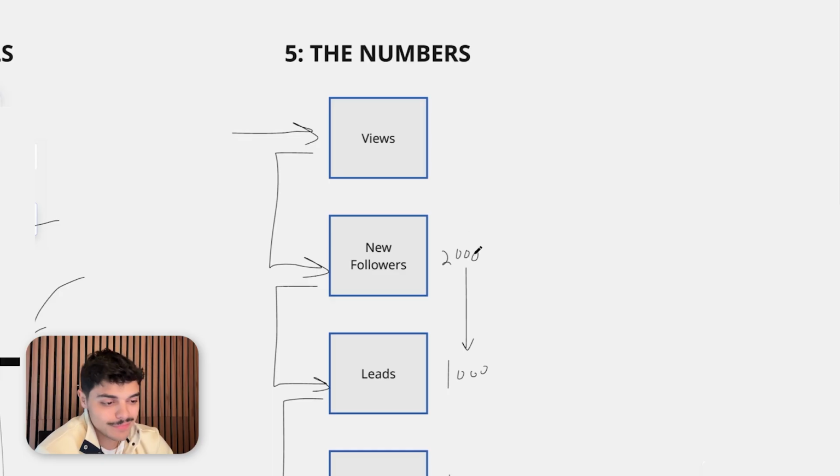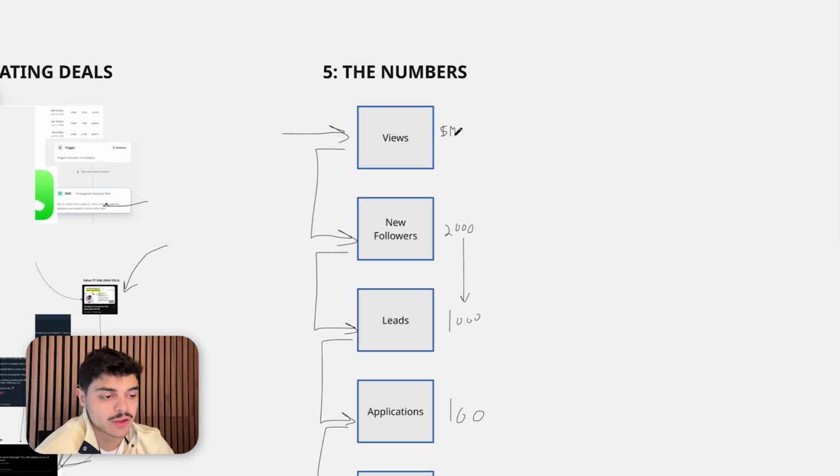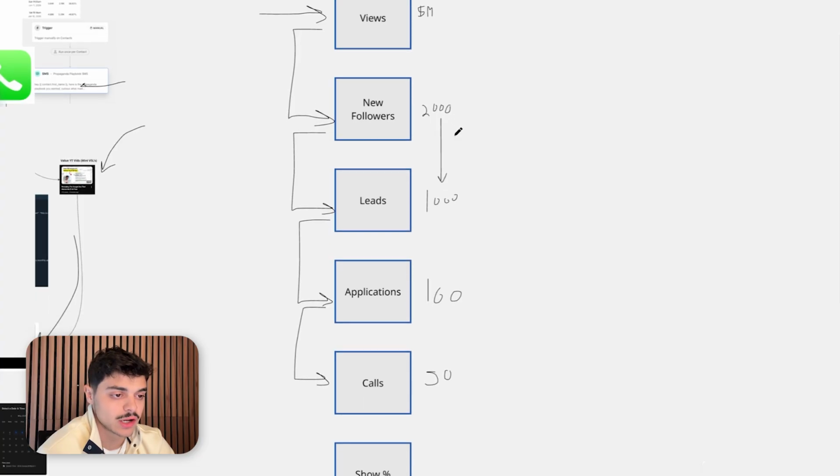Views. If you want 2,000 new followers, you're probably gonna need, I would say, about 5 million views on average, but it's also gonna depend on the quality of those views and the topic that's being discussed, okay?